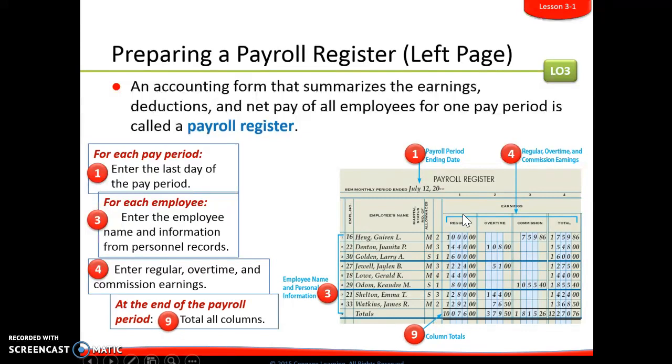And then it jumps up all the way to number 9. At the end of the payroll period, we're going to calculate all of those columns. So here we're adding up their totals.